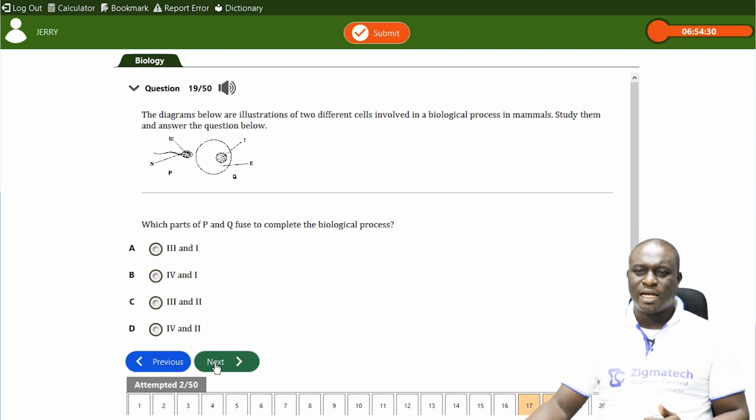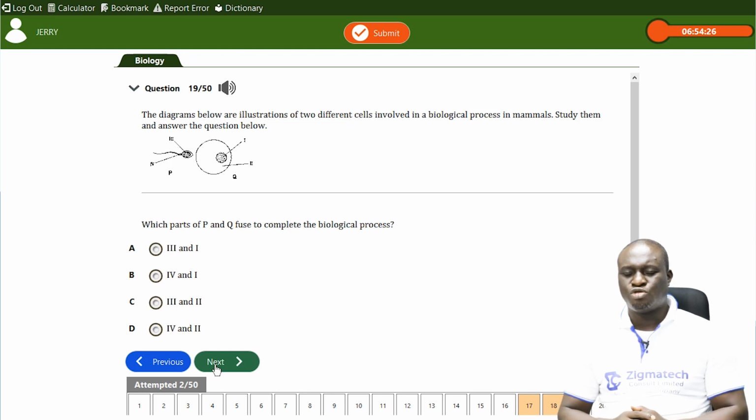Next question. We can see two structures there, two diagrams. We have P and then we have Q. Now the question is, the diagrams below are illustrations of two different cells involved in a biological process. Now this biological process, as you're looking at it, is reproduction. So, involved in a biological process in mammals. Study them and answer the questions below.